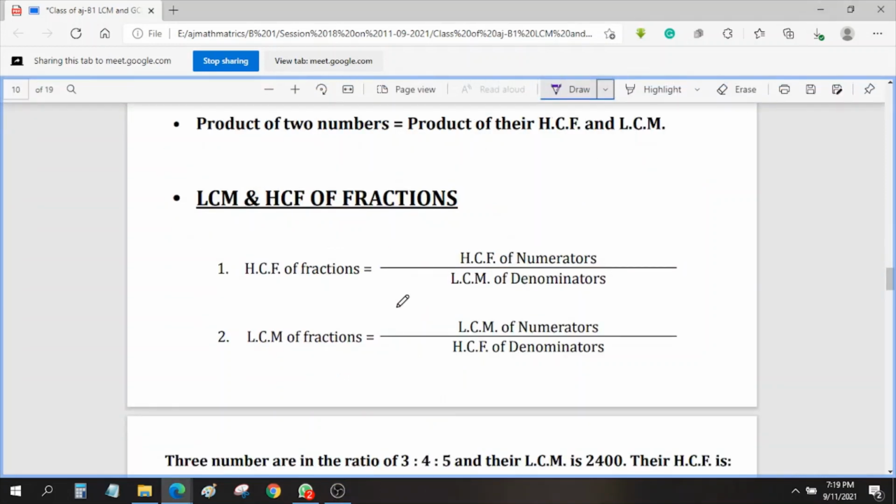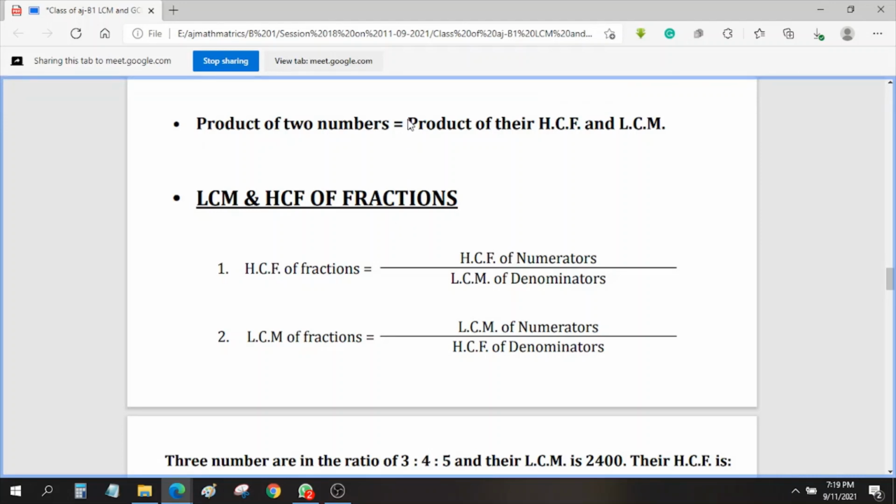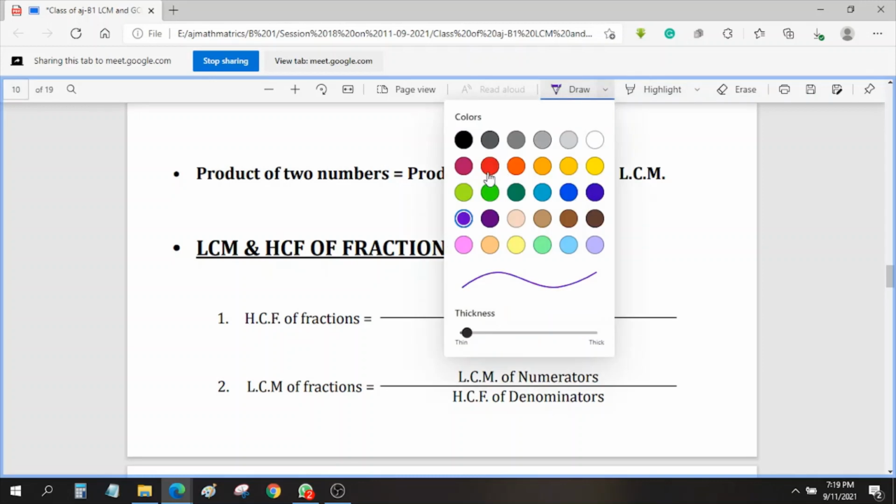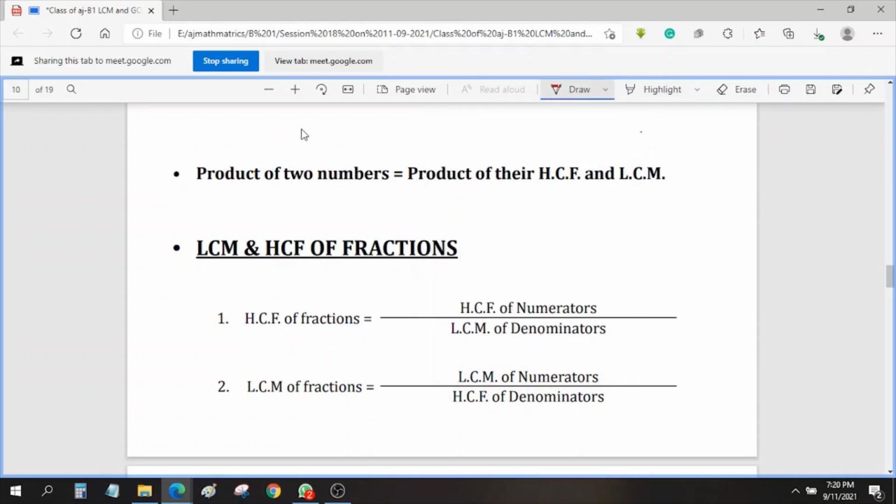Now, the product of two numbers is the product of their HCF and LCM. We have taken 16 and 20 previously, so I'll go with those numbers because we already found the HCF of 16 and 20. What is the LCM of 16 and 20? That is 80. The HCF of 16 and 20 is 4. Now let's take the product of the two numbers. So what are the two numbers?